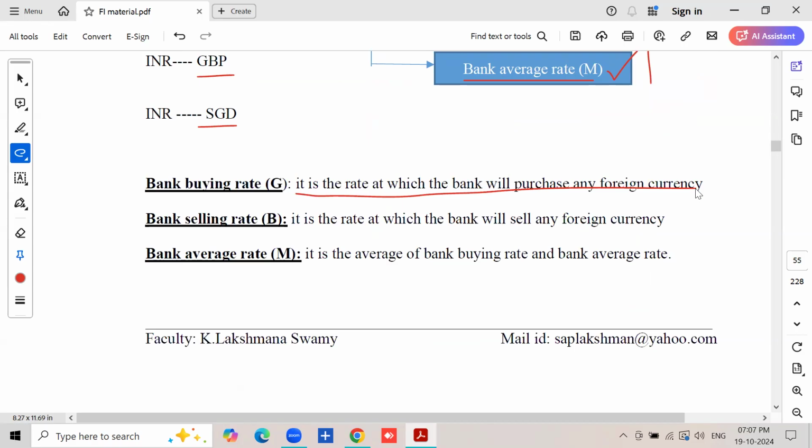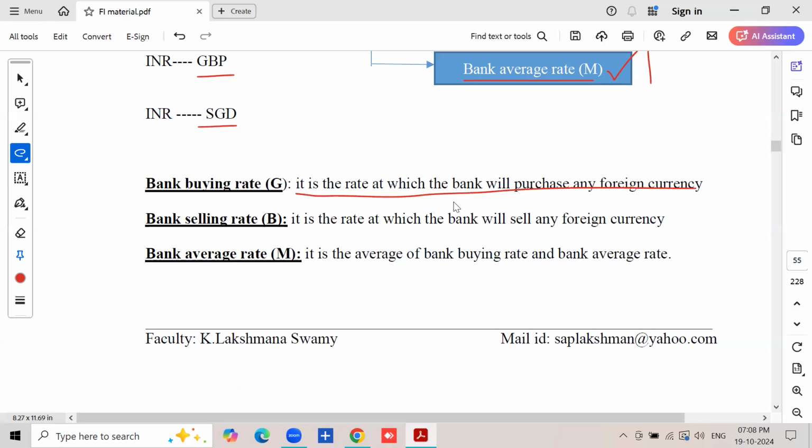Say, for example, we have exported some goods to a USA customer. You have sold some goods to a USA customer, and the USA customer has made his payment in US dollars. So you cannot use the US dollars as such in the Indian market. And also you don't have any dollar accounts where you can deposit these dollars. So you have to convert them into Indian rupees. For that purpose, we approach the bankers. See, the bankers are considered very reliable sources as far as financial transactions are concerned, right? So we approach the bankers, and the bankers will purchase the dollar at a specific rate. That is called bank buying rate.